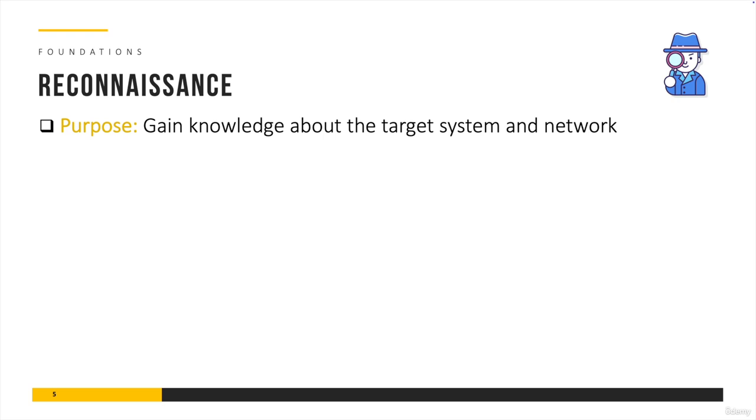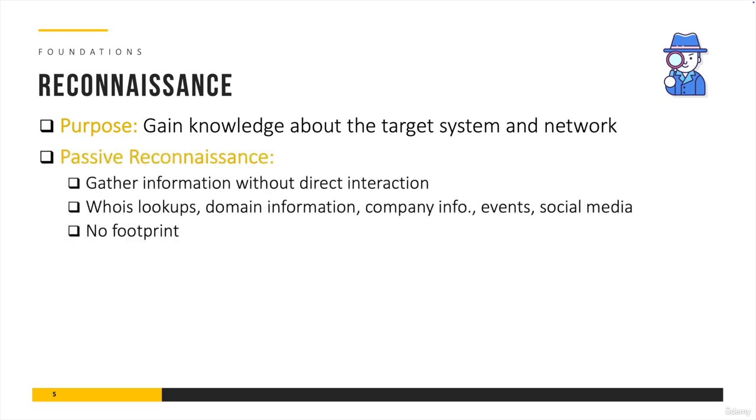So there are two different types of reconnaissance. The first one is called passive reconnaissance, in which the attackers try to gather information without any direct interaction with the target system or the target organization. This can include whois lookups, domain information, company information, any upcoming events, and maybe even going through their social media profiles to find out if there are any upcoming events which they can leverage to launch their attack.